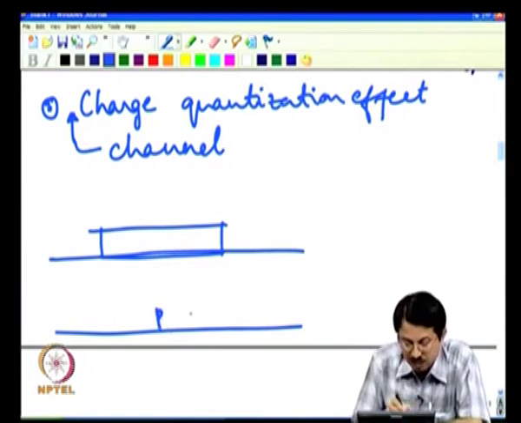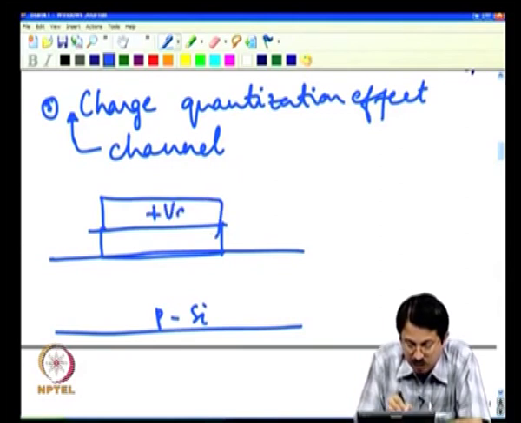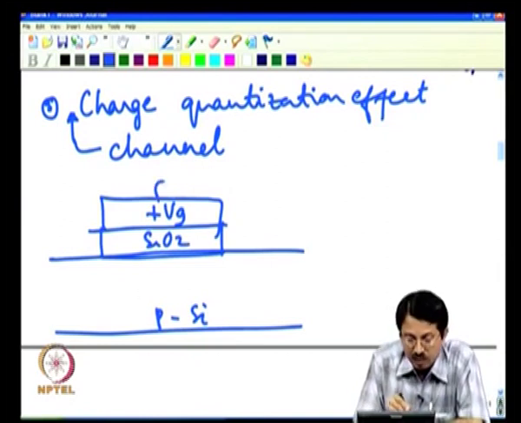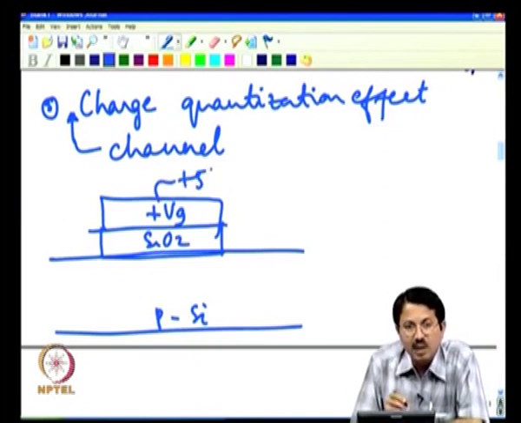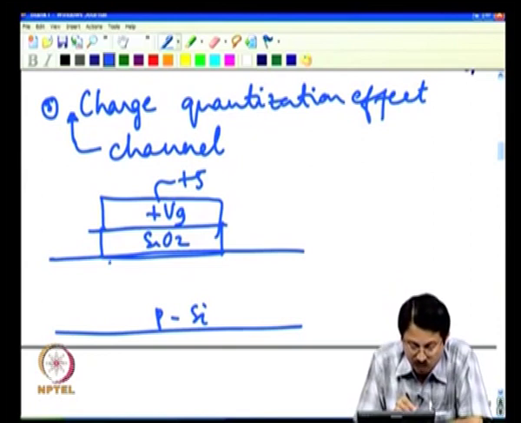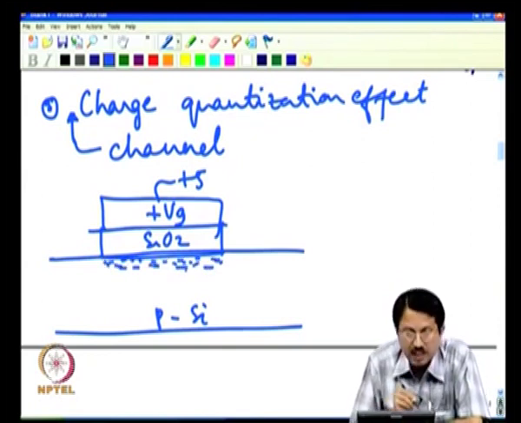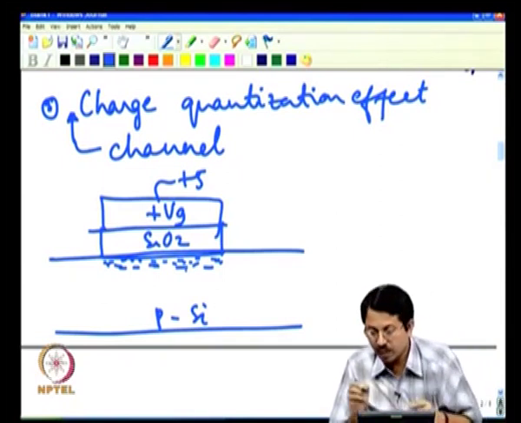So, this is p type silicon again. Let us say I have positive gate voltage Vg and this is SiO2. When I apply let us say plus 5 volt, I have inverted this and you have lot of electrons here. This is what we call channel charge.